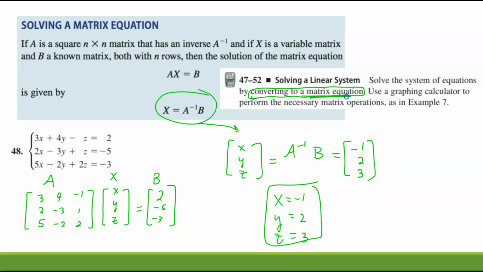Now we only use this method because that's the method they wanted us to know and use. If the inverse doesn't exist, then you can get no solution or infinite solutions. Then you have to go back to our RREF. RREF is always the easiest and the best way to solve a system of equations.